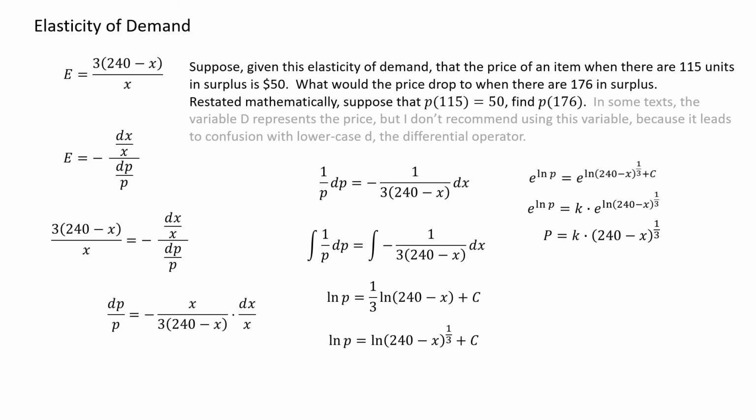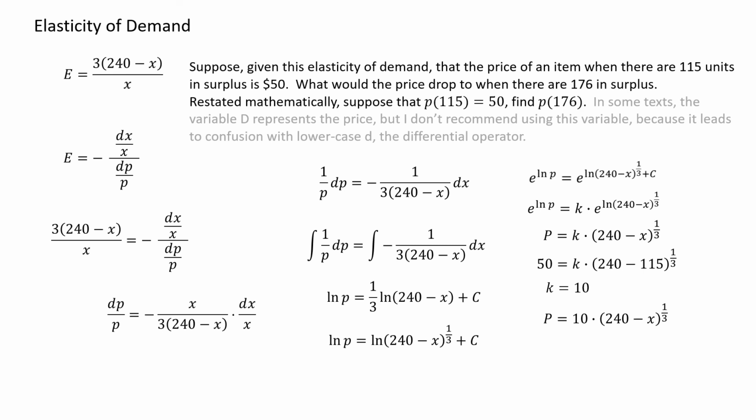Luckily, if you look at the problem, they tell us that when there are 115 items in surplus, the price is $50. So I can plug that information in, do a little bit of work. By the way, this would be a good time to remind you that raising something to the 1/3 power is a cube root, in case you forgot that. So I did some math and I found out that k is 10.